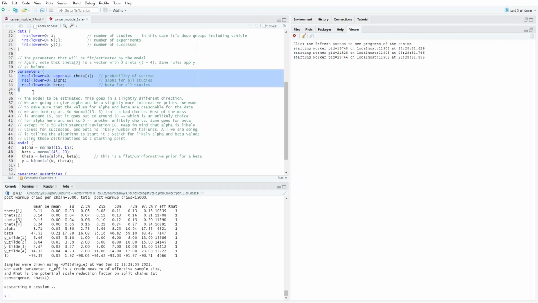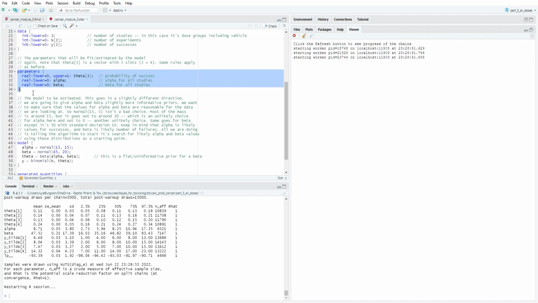Now we're going to go into the parameters block. Now remember, parameters are the things that we want to see at the end, right? So when we go to print all this crazy stuff out, we're going to see the parameter values. And again, the parameters are the things that are going to be fit or estimated by the model.